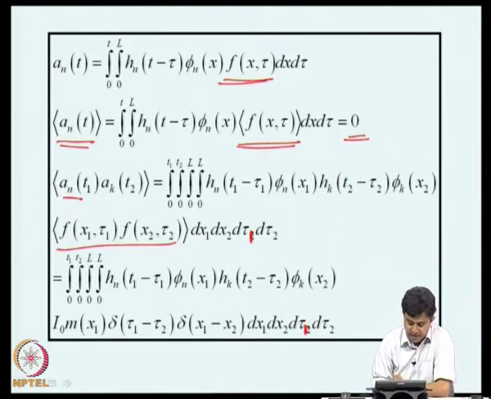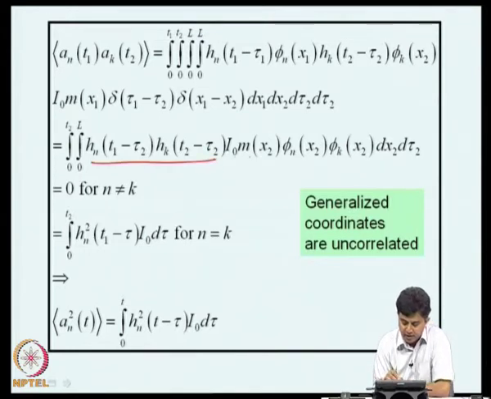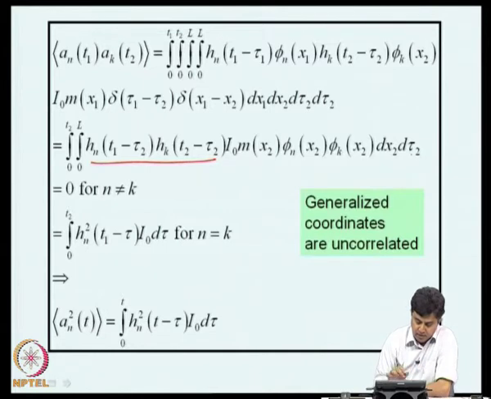Two of this integration can easily be done because there are two Dirac delta functions, one in time, one in space. So, if we do that, I get this double integral 0 to t2, 0 to L, this product, and I naught m of x2 phi n of x2 phi k of x2 dx2 and d tau 2. Now, if we look at the integration in space, what is this? This is actually 0 to L, it can be written as m of x phi n of x phi k of x dx.